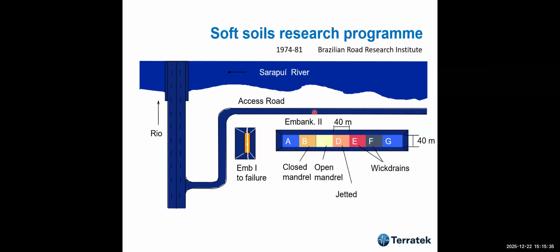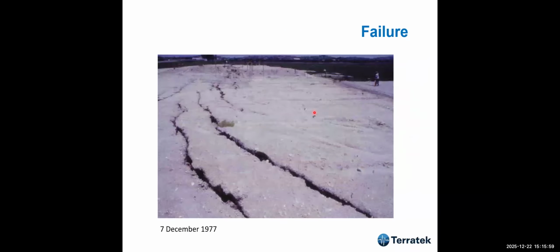As a matter of fact, I gave this presentation in September in Louisiana at a conference, and I'll be publishing a paper. I submitted the paper to the Proceedings of the Institution of Civil Engineers, and hopefully it's going to be published next year, 2026. And this was the failure that took place on the first embankment that I designed on 7 December 1977.